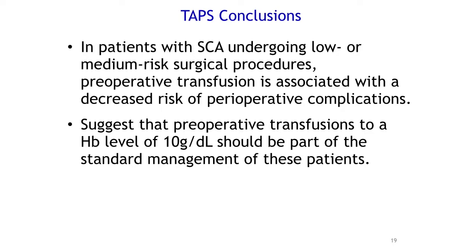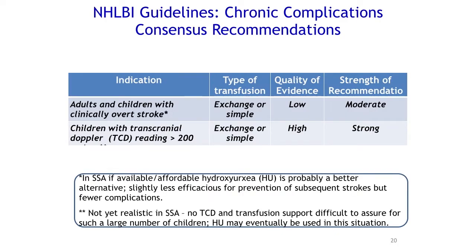So still with the guidelines, when they looked at children and adults with clinically overt stroke, they recommended that these patients need to have an exchange or simple transfusion. And patients who have a high transcranial Doppler flow rate or velocity were similarly strongly recommended for transfusion, just like we do in our setting.